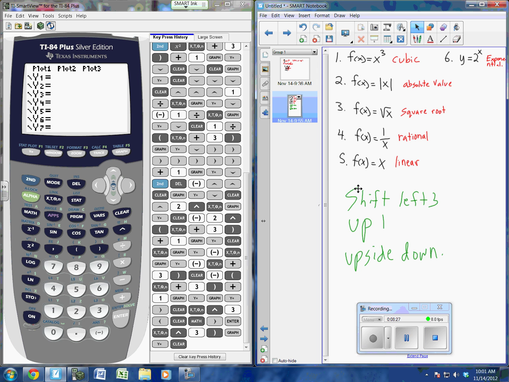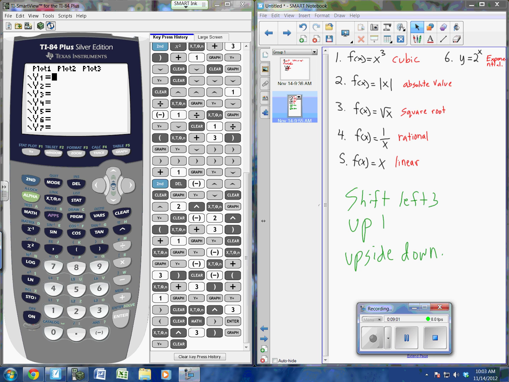Okay, you guys, listen to the instructions. Cal, listen to the instructions. I want you to figure out how you would take each one of these functions, like the x cubed, shift it left 3, up 1, and upside down. So it's all 3 of them together. The end result is shift left 3, up 1, and upside down. Do it with all 6 of these functions. I'm going to give you about 10 minutes to work on it, and then we're going to go.